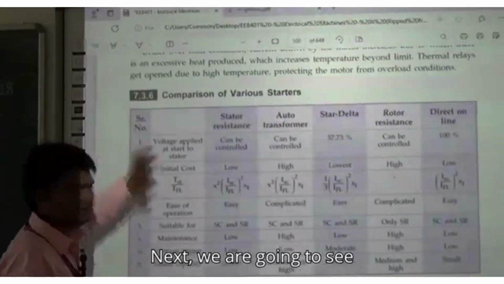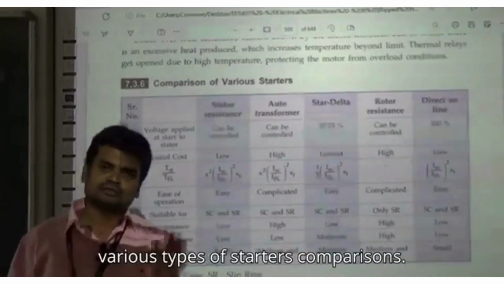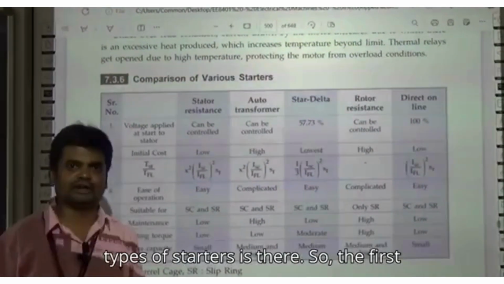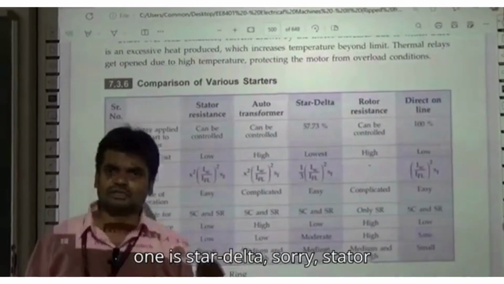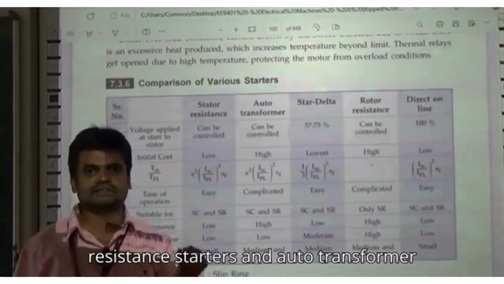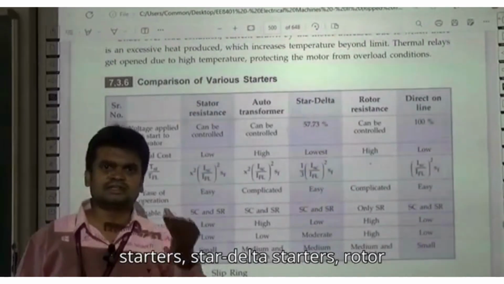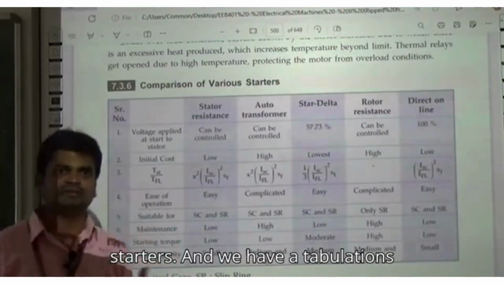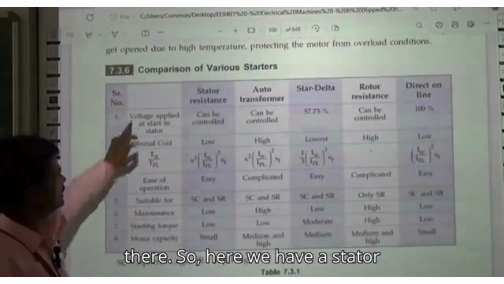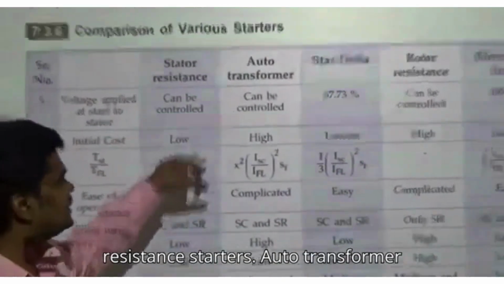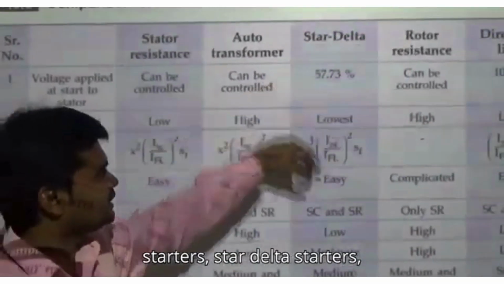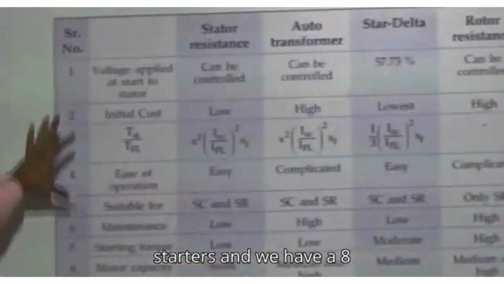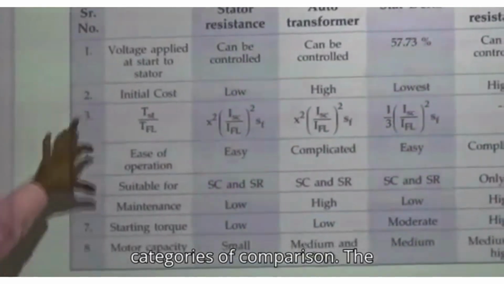Next, we are going to see various types of starters comparisons. As usual, we mentioned that there are 5 types of starters. The first one is stator resistance starters, then auto transformer starters, star delta starters, rotor resistance starters, and the fifth one is DOL starters. And we have a tabulation there. So here we have stator resistance starters, auto transformer starters, star delta starters, rotor resistance starters, and direct online starters. And we have 8 categories of comparison.